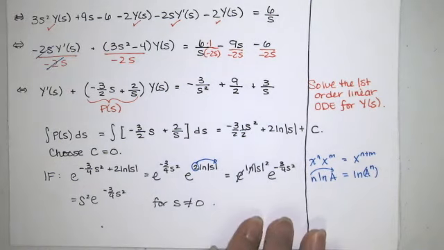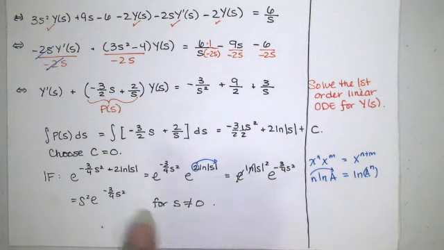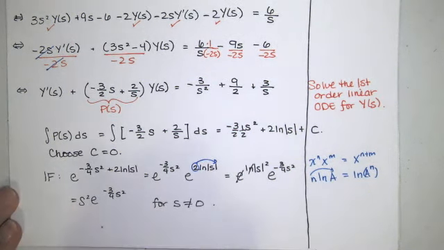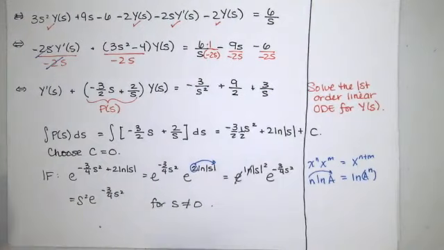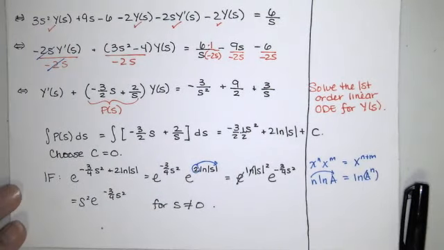And now we're here. Okay, so that's our integrating factor. Now, if we take this differential equation and multiply by the integrating factor, then the left-hand side should be the derivative of y of s times the integrating factor. So let's see if that checks out.